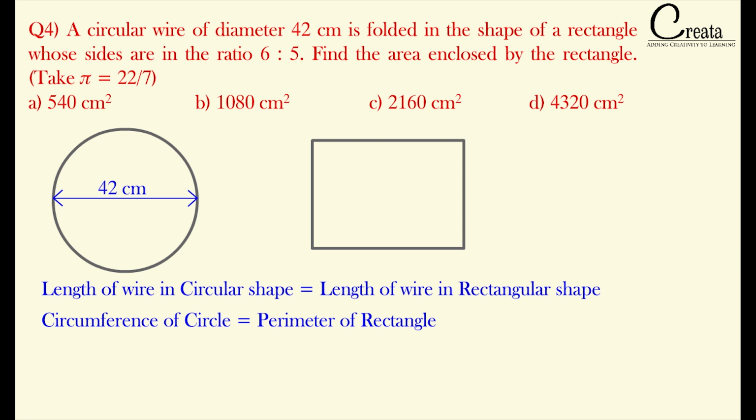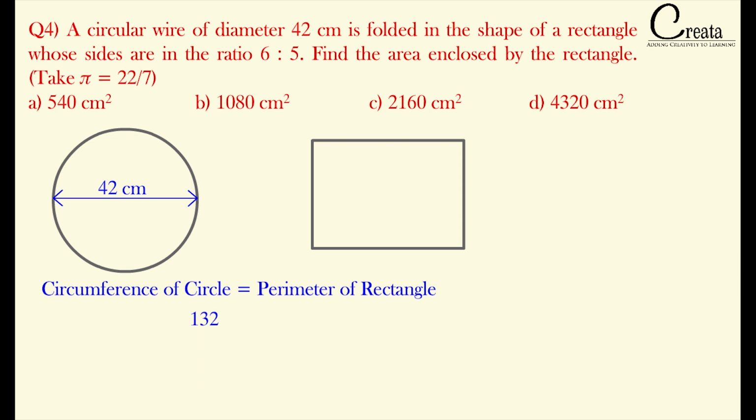And we know the circumference of the circle is equal to 2 pi r. And the diameter of the circle is given as 42 cm, that is twice the radius. So on putting the value and taking pi as 22/7, we got the circumference of the circle as 132 cm. We got the circumference of this circle, okay? And this circumference is equal to the perimeter of the rectangle.